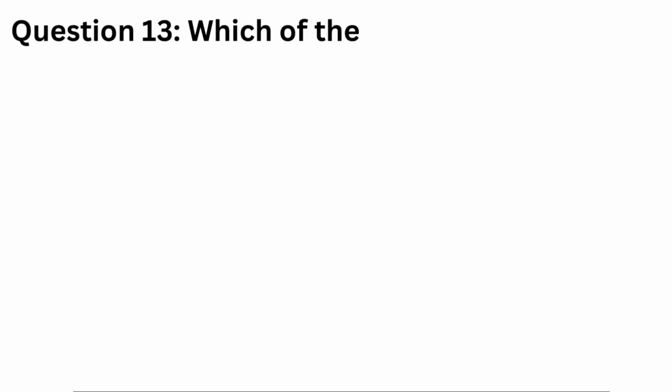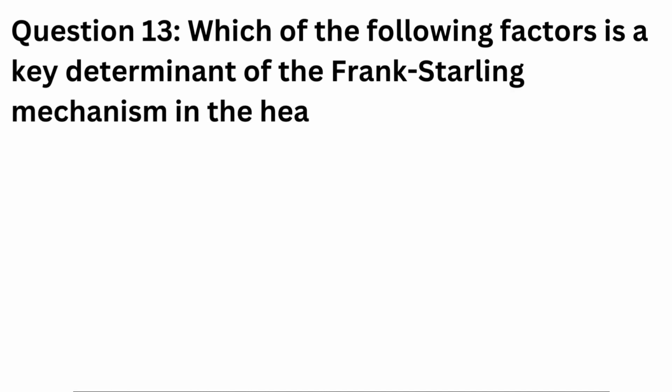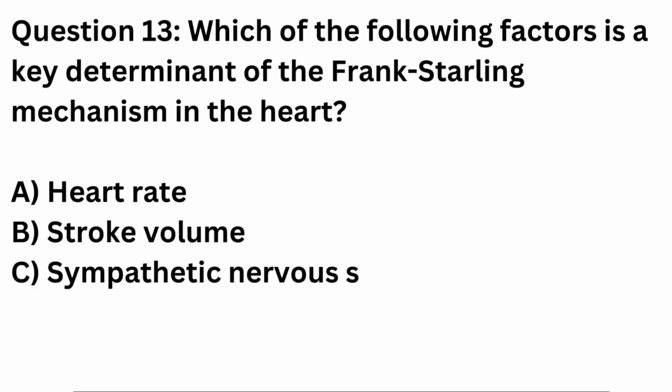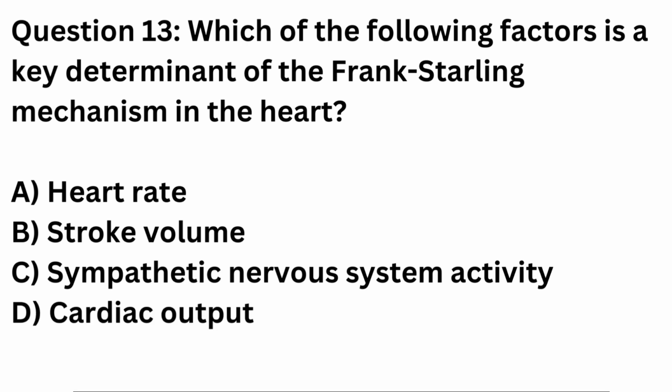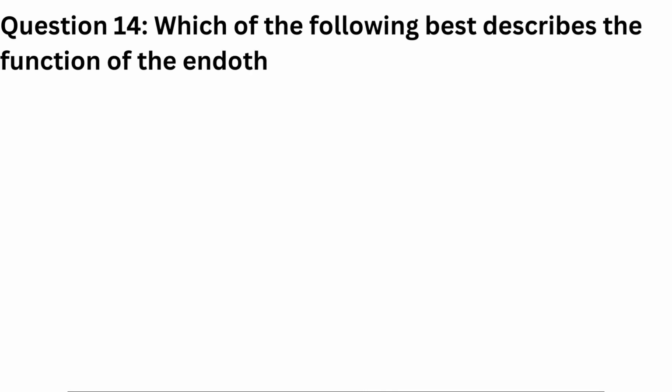Question 13. Which of the following factors is a key determinant of the Frank-Starling mechanism in the heart? A. Heart rate. B. Stroke volume. C. Sympathetic nervous system activity. D. Cardiac output. Correct answer is B. Stroke volume.